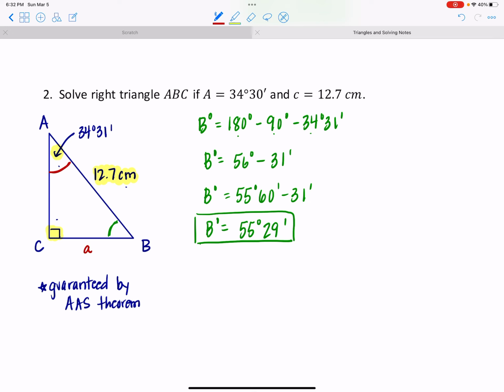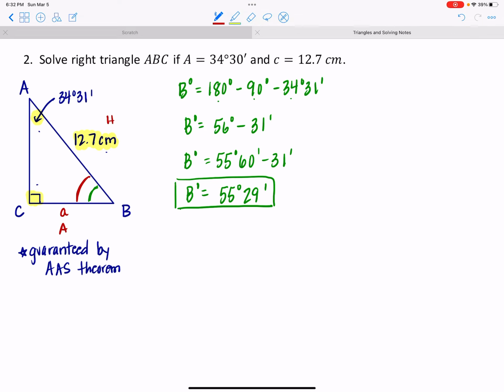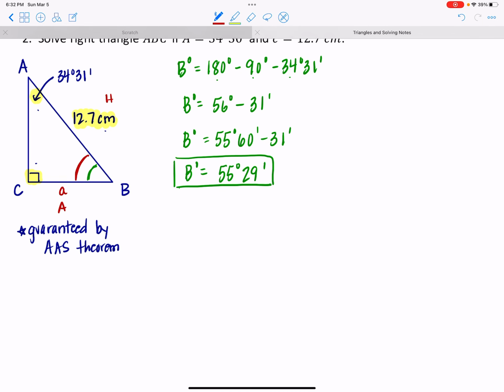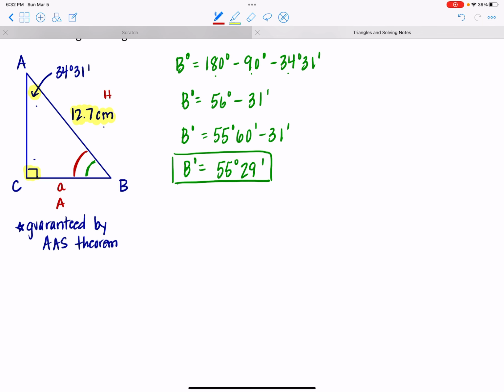Side A is opposite, so this would be the opposite side, and I know the hypotenuse. So I would use the sine if I wanted to use angle A. Maybe for variety I don't do that. If I wanted to solve for A, I could also use angle B, in which case this would be the adjacent side and the hypotenuse, and then I could use cosine to solve. So it doesn't matter. You can use either one. I just wanted to show you the options, but since I have it here with cosine, let me take that route.